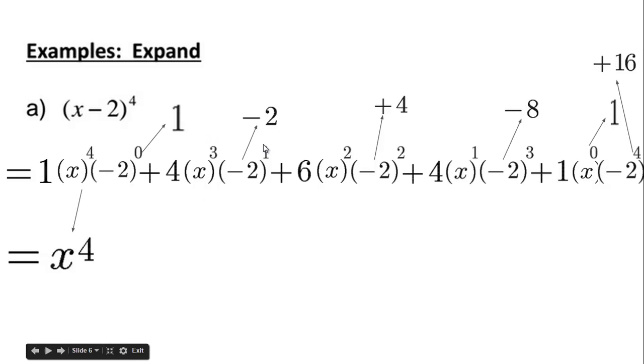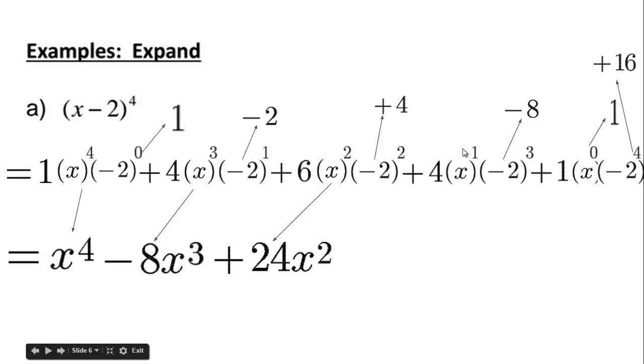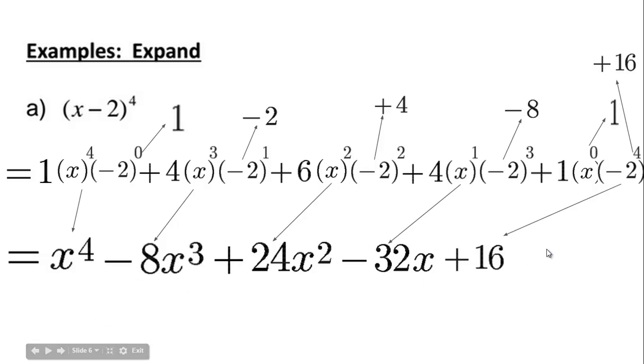4 times x cubed times negative 2 gives me negative 8x cubed. 6 times x squared times positive 4 is 24x squared. And 4 times x times negative 8 is negative 32x. And lastly, 1 times 1 times 16 is 16. And we can see that there are 5 terms, just like there were 5 coefficients in Pascal's triangle. The first one is x to the 4, the last one is 16, as we probably should expect: negative 2 times negative 2 times negative 2 times negative 2. And the middle terms are those numbers multiplied together.